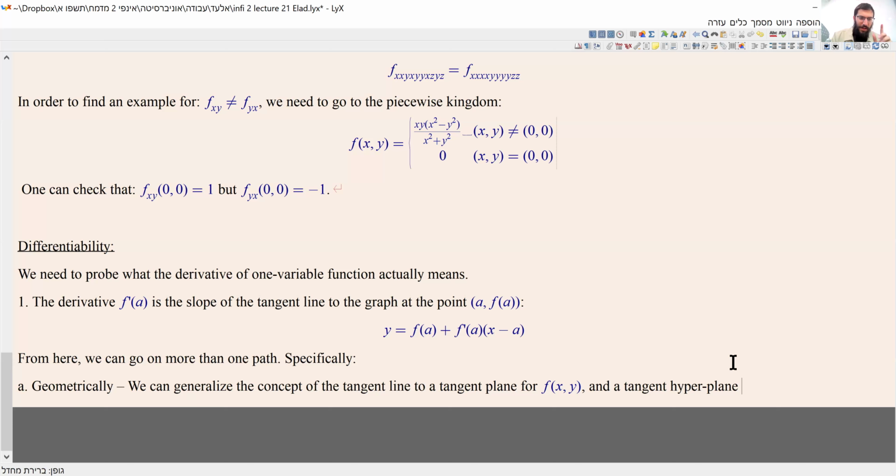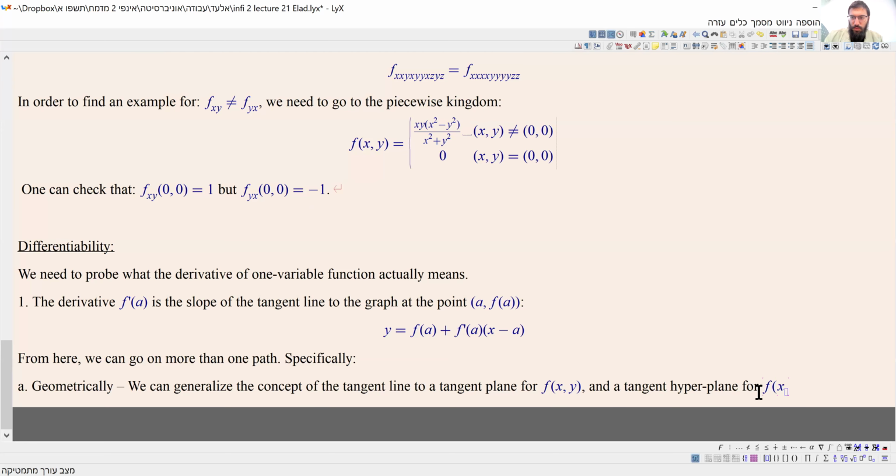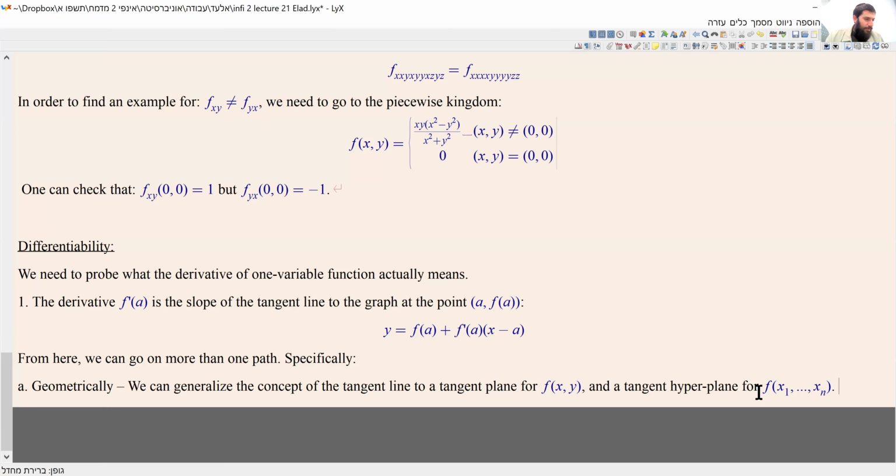So geometrically, we can generalize it to a plane or a hyperplane for f of x1 to xn. It is interesting, it is known, it is fun, it is useful, it is resourceful, but we are not going to do it here. Our little precious time and our big syllabus are not allowing it.